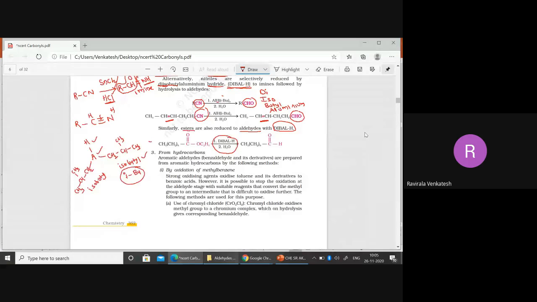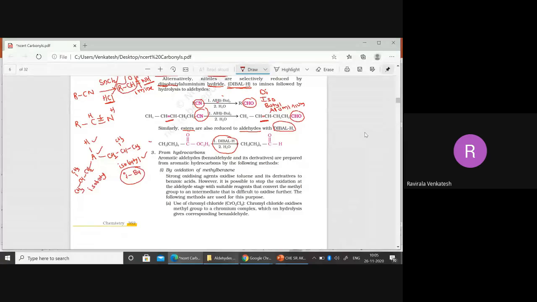Understood here? So what we discussed now: one is the Rosenmund reaction, in which acid chlorides are converted into aldehydes. Next, the Stephen reaction: cyanides are converted into aldehydes. Next, DIBAL we have taken. DIBAL also converts cyanides into aldehydes and also converts esters into aldehydes.